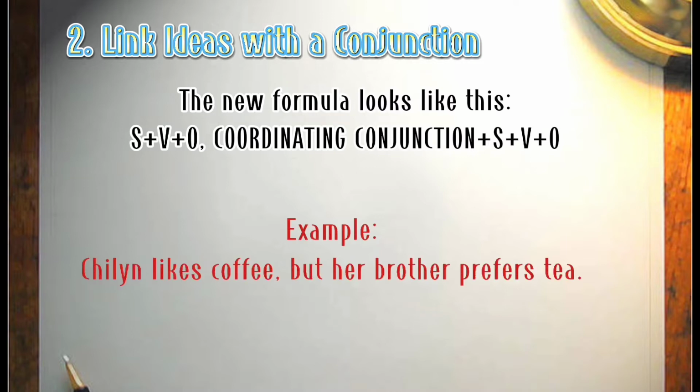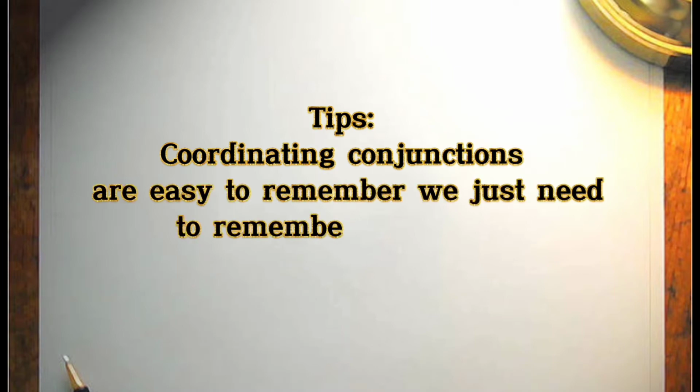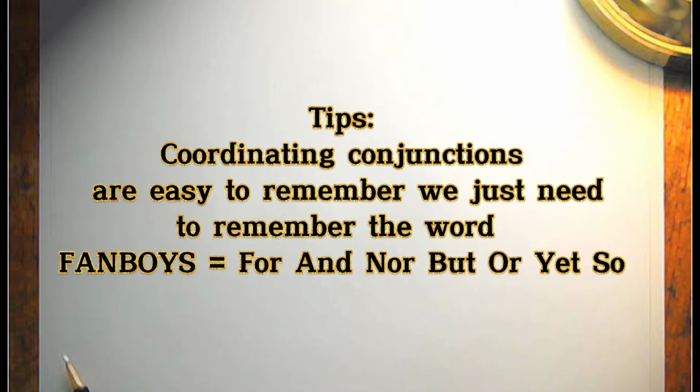Example: Chilene likes coffee, but her brother prefers tea. Coordinating conjunctions are easy to remember. We just need to remember the word FANBOYS, which stands for for, and, nor, but, or, yet, so. Did you understand?